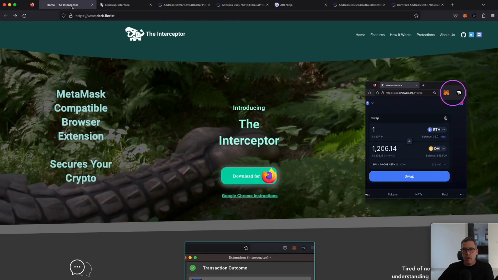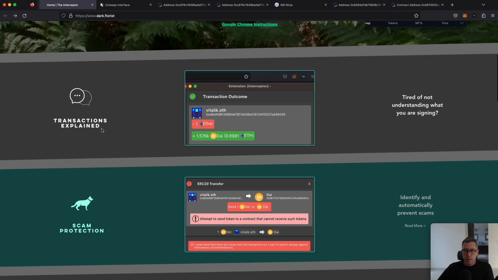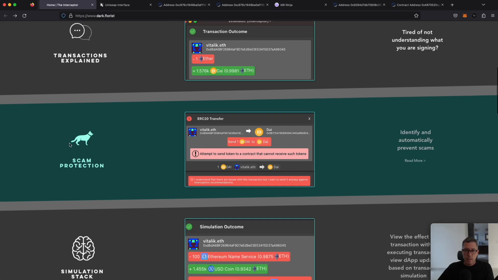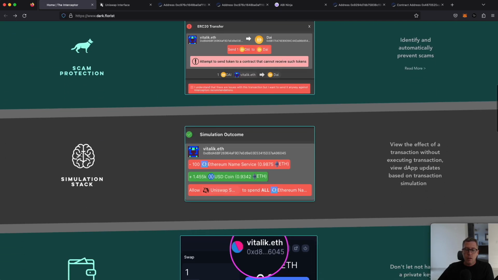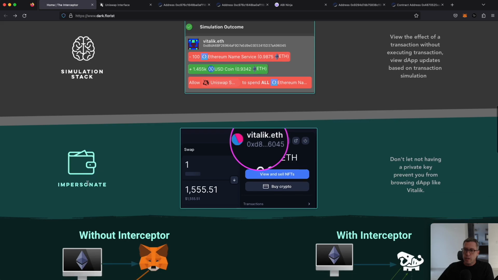Okay, and with that, we have covered the main features that are provided by the Interceptor. Transaction explanations, scam and mistake protection, the simulation stack, which effectively gives you a fork of the Ethereum mainnet, and impersonation, the ability to view dApps from the perspective of accounts that you don't have the private key to.